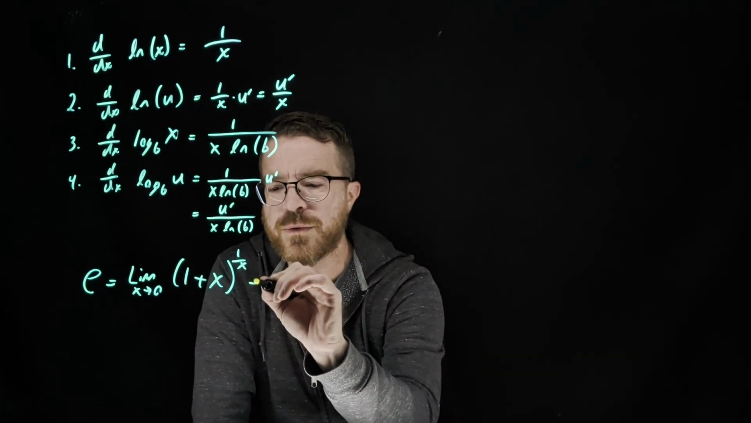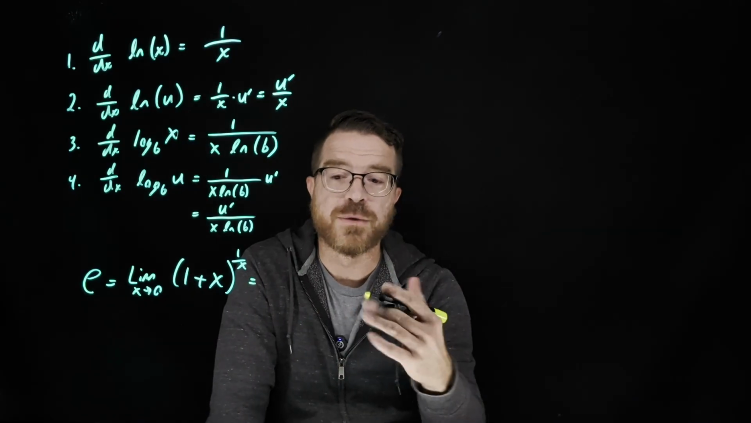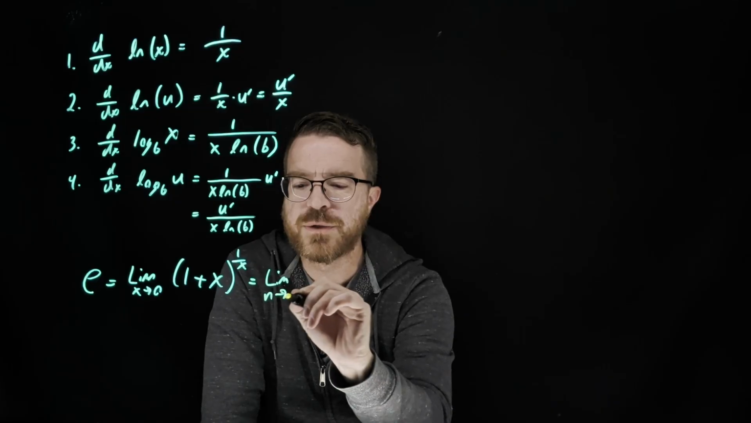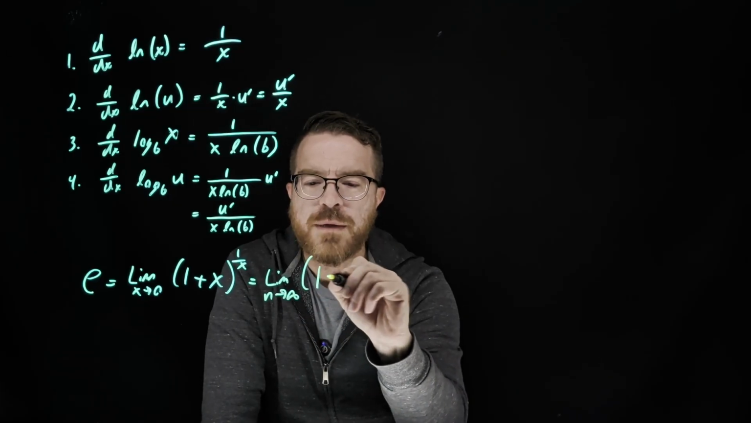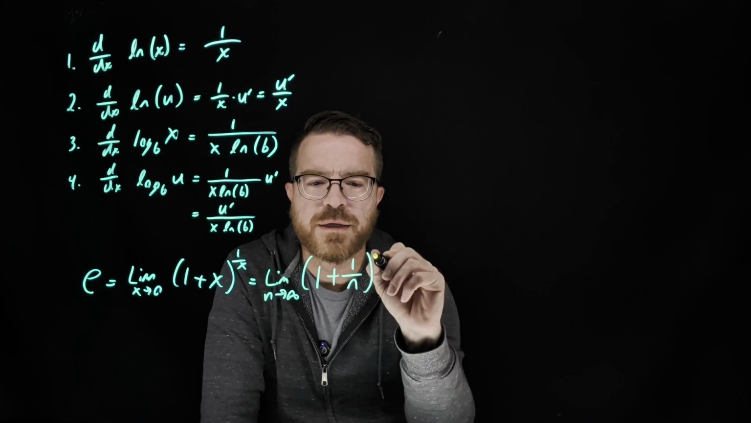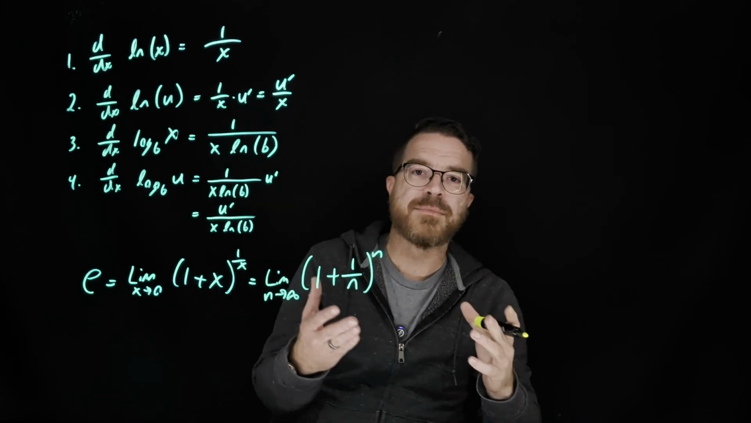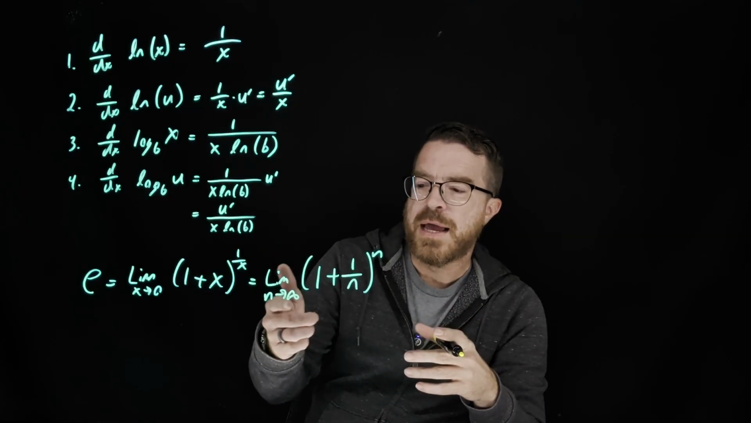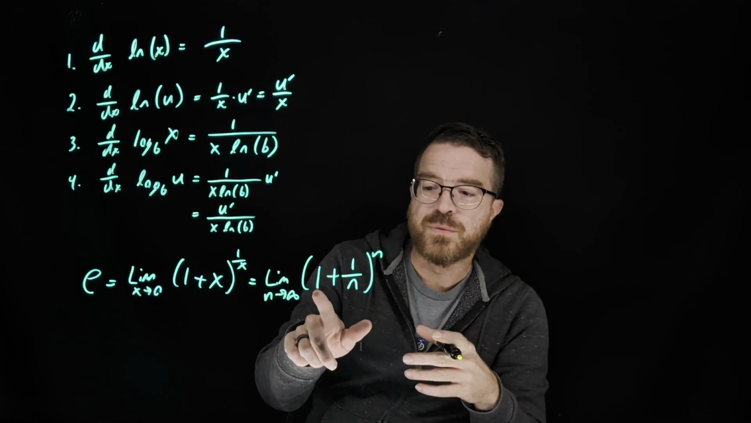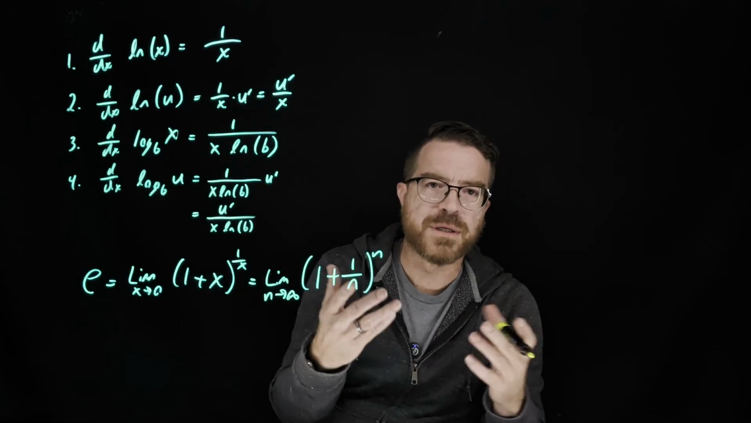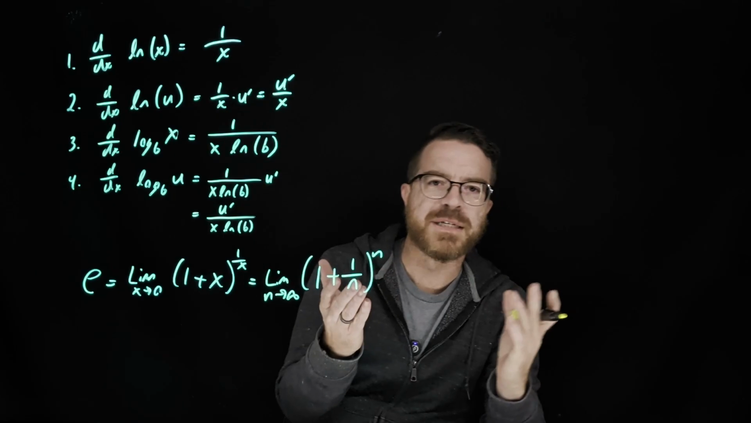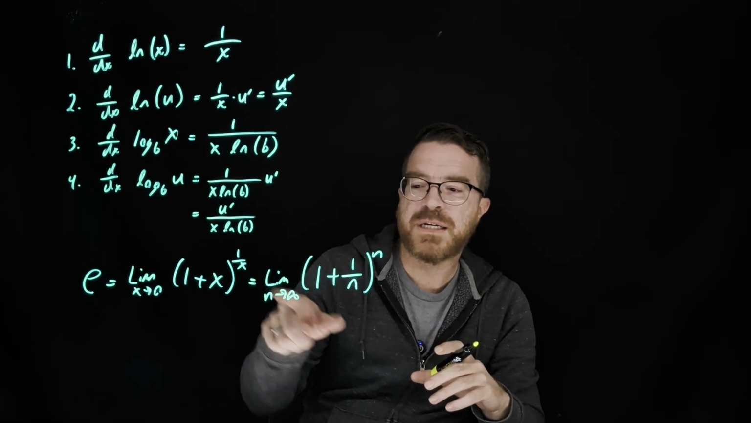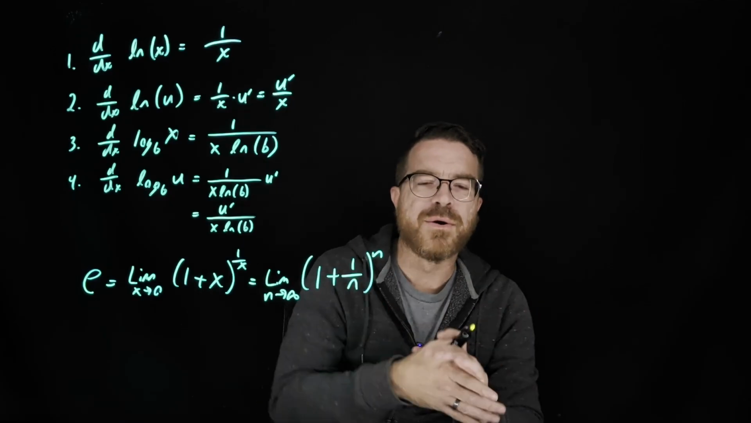If you wanted to do it in terms of n going to infinity, you could rewrite this as the limit as n goes to infinity of (1 plus 1 over n) to the nth power, which has the same properties. As x goes to 0, this is 1 plus 0. As n goes to infinity, this is 1 plus 1 over infinity, which is infinitesimally small, basically 0. And as x goes to 0, the power goes towards infinity; as n goes towards infinity, the power also goes towards infinity.